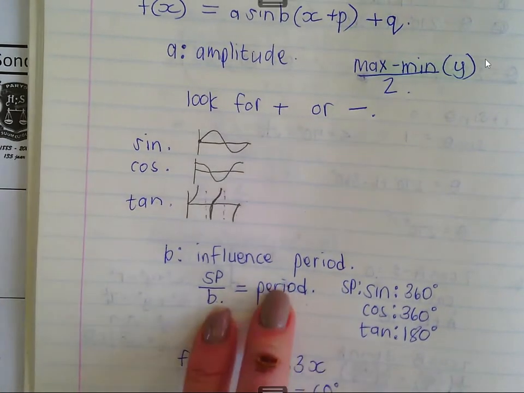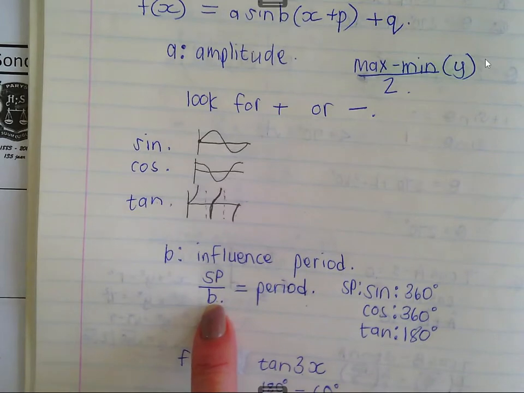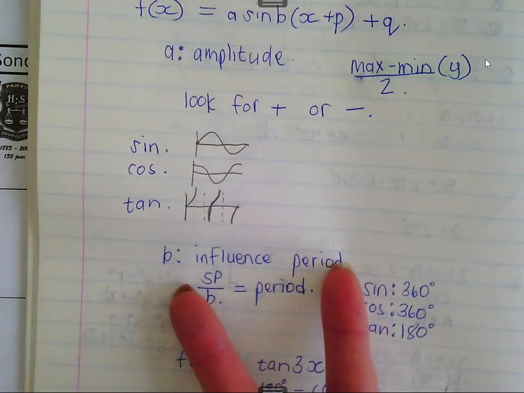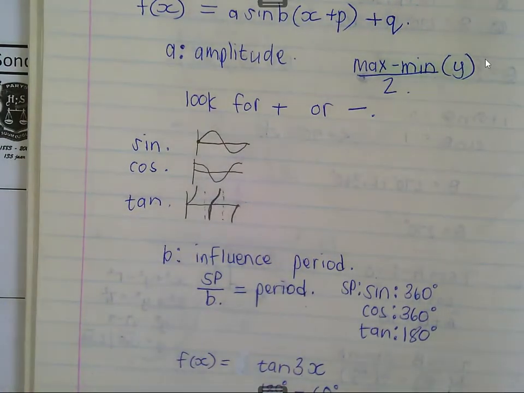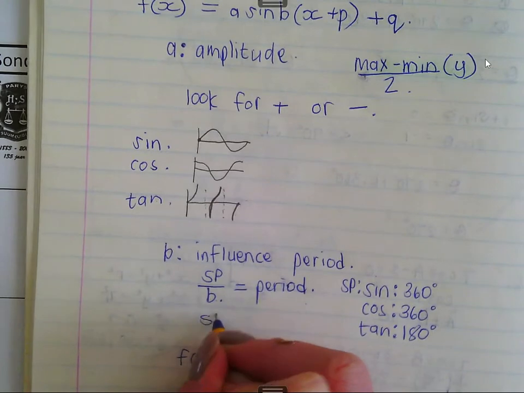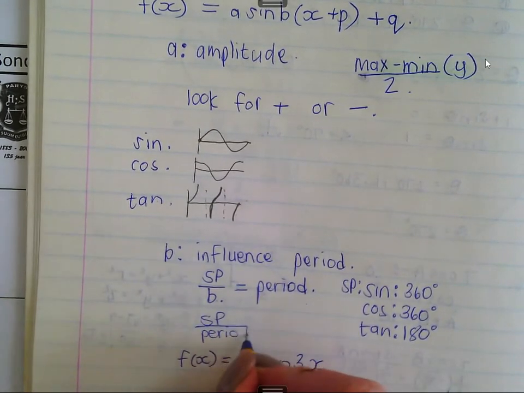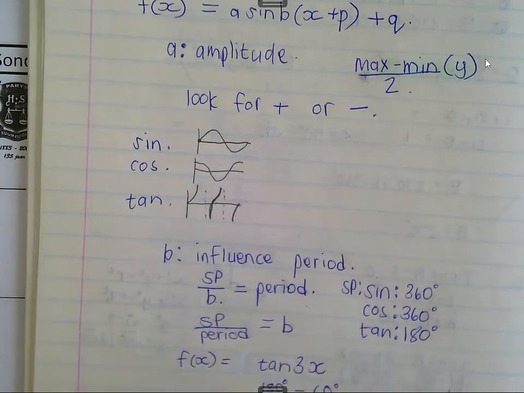Do you remember I taught you it in grade 8 as well? If that is your variable, how do you get it out? Swap it around. So you can maybe go to the summary where we wrote this down and add it there. If you want to calculate B, you're going to say standard period divided by period is equal to B.